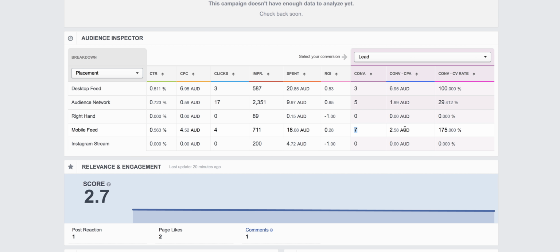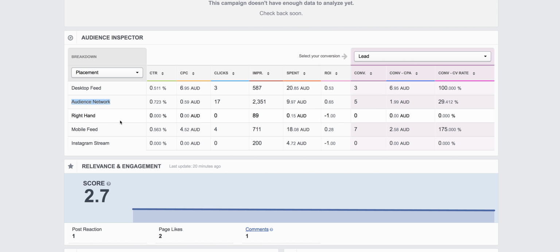Obviously mobile looks like it's one of the best performers, as well as the audience network. That's actually shocking. A lot of times I don't like to use the audience network, for a lot of reasons, but it's for another day. Simply reading the data, it's telling us definitely leave out right hand. Definitely leave out right hand.